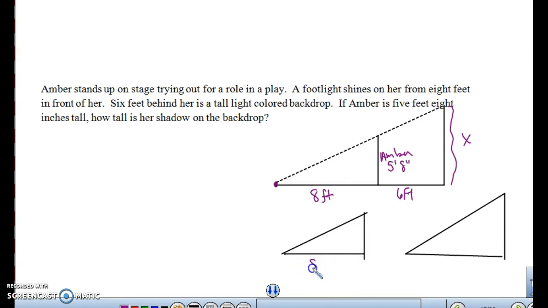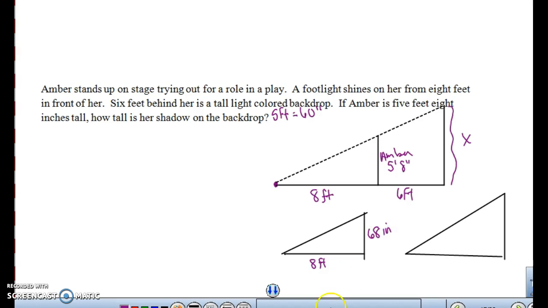We have 8 feet here, and we have Amber is 5 feet 8 inches. Okay, now that's a little clunky because we have two different units there. It's a lot easier to work this out if it's one unit. So I'm going to make this all inches. 5 feet is 60 inches. So if 5 feet is 60 inches, that means that Amber is actually 68 inches tall.